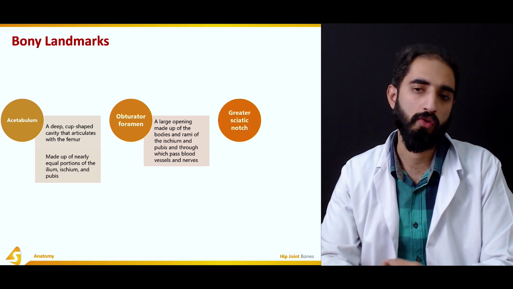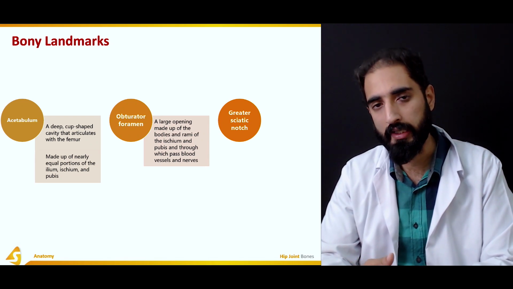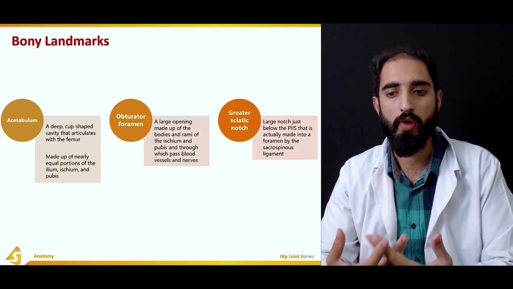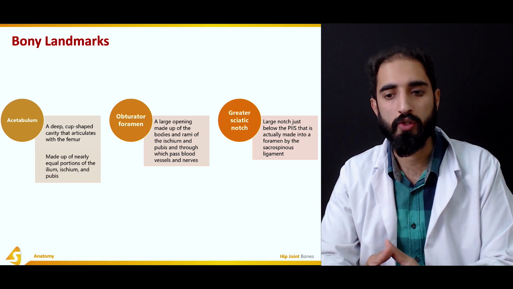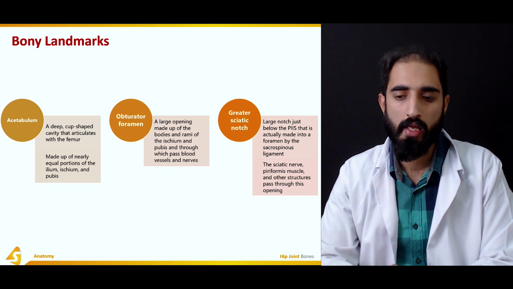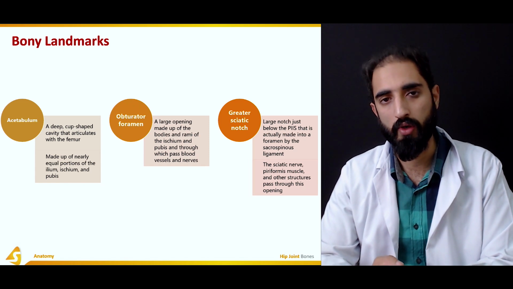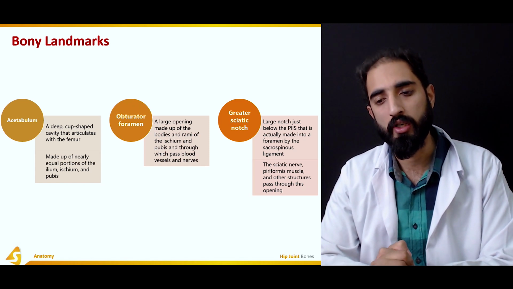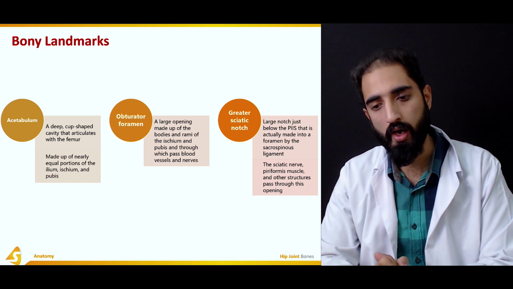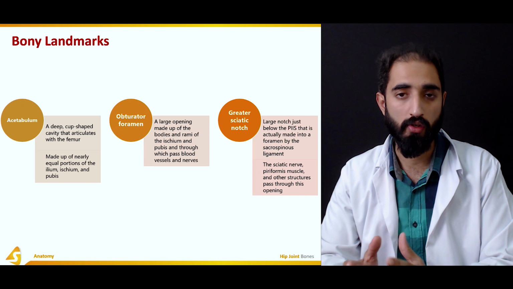At the end, we have a structure which is known as the greater sciatic notch, which is between the posterior inferior iliac spine and the ischial spine, and it is a large notch which is made into a foramen by the sacrospinous ligament. The very important and very large nerve of the lower extremity, the sciatic nerve, and the piriformis muscle, and different other structures as well pass through this greater sciatic notch, and thus it is of great functional anatomy significance.